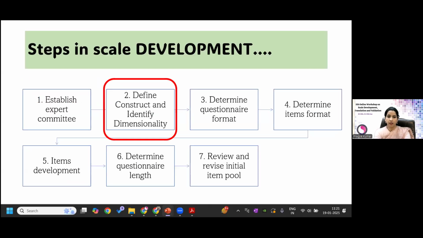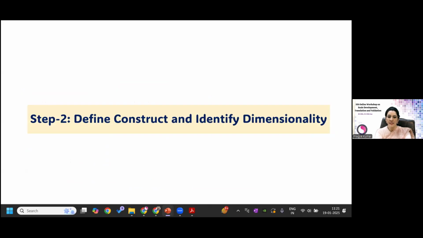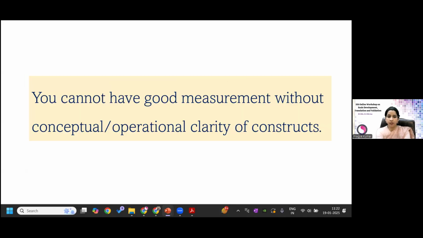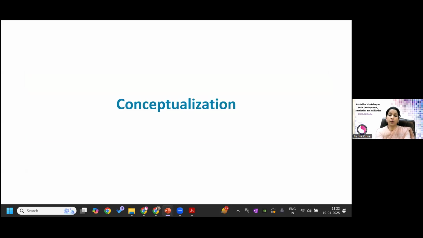Second is again regarding the defining of dimensionality. So we have to define the construct and identify dimensionality. In the construct, there are two terms. Whenever we define a construct, there is a conceptualization and there is an operationalization. Remember yesterday we were talking about the variable. Any construct, if you operationalize it, becomes a variable. So conceptual clarity is very much needed, and then you define how you are going to measure that.